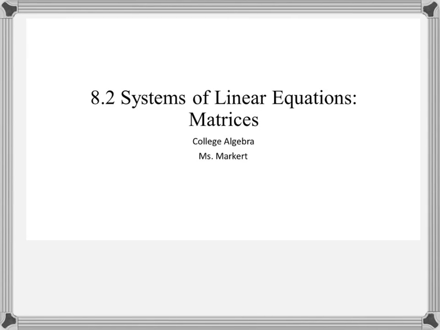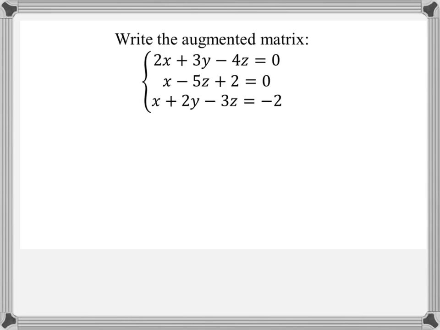Solving systems of linear equations using matrices. So here we have a system of three equations with three variables: 2x plus 3y minus 4z equals 0, x minus 5z plus 2 equals 0, and x plus 2y minus 3z equals negative 2. And we want to start by writing the augmented matrix.